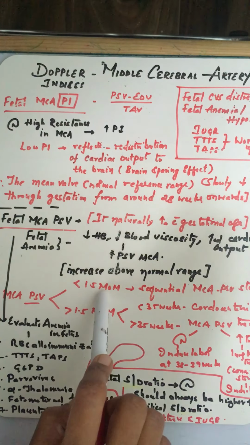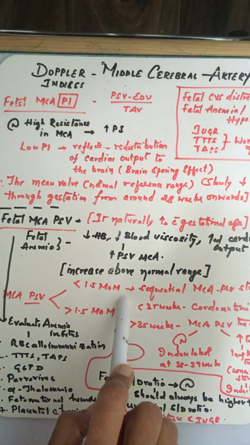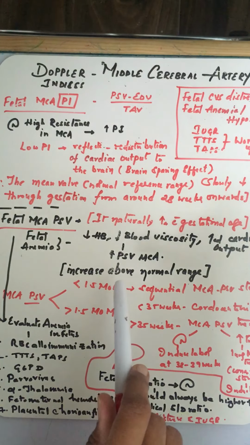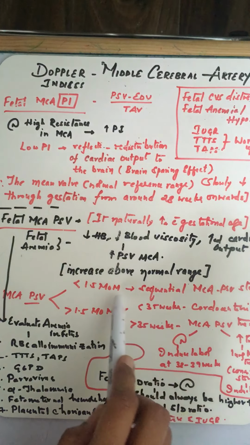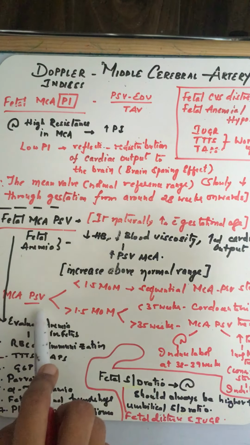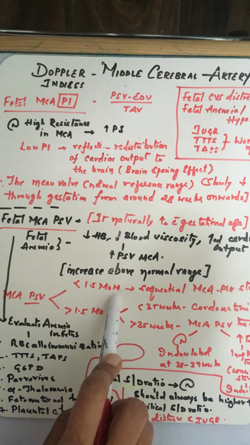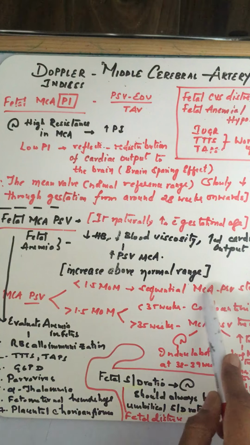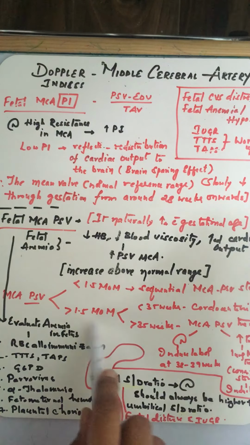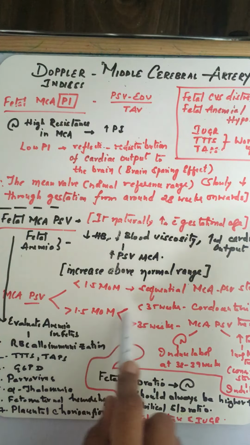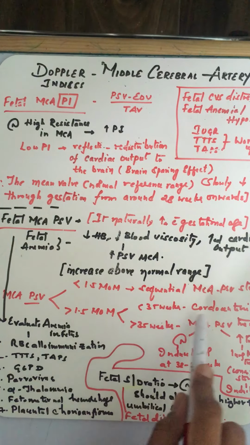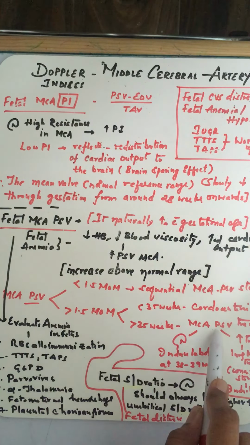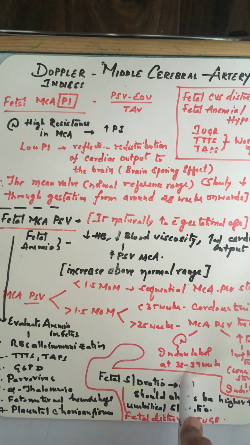Normally we calculate it in the form of multiples of the median. There are many sites where we can just enter the number and it calculates the multiples of the median. If the MCA peak systolic velocity is less than 1.5 multiples of the median, then you can ask the patient to come back and serial MCA peak systolic velocity studies will be done. If it is more than 1.5, it's abnormal. Then look at the gestational age. If it's less than 35 weeks, go for cordocentesis. If more than 35 weeks, then see the PSV. If it is normal, induction at 38 to 39 weeks. If it is abnormal, that is increasing, then go for lung maturity studies, give steroids and then go for induction.